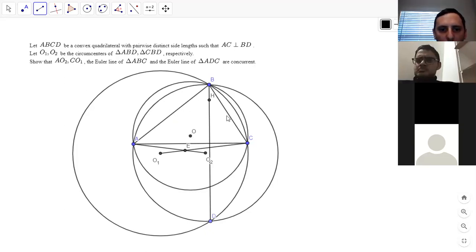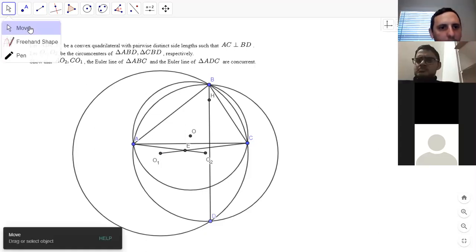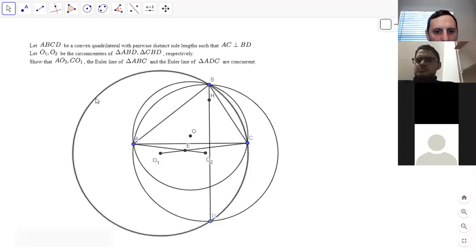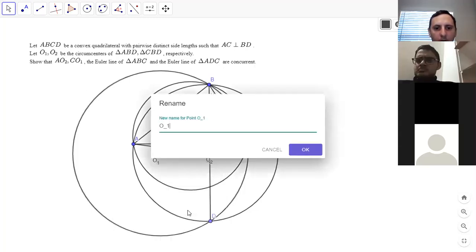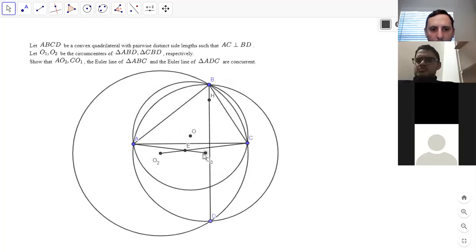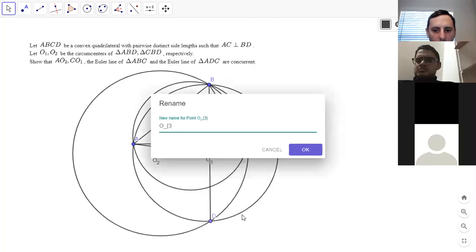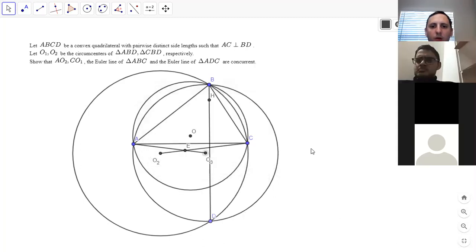Oh, okay. O1 is the center. Wait, are you sure? So O1 is the center of ABD. Yeah, it's BCD. Oh, yeah, you're right. My bad. So that's O2, and this is O1.